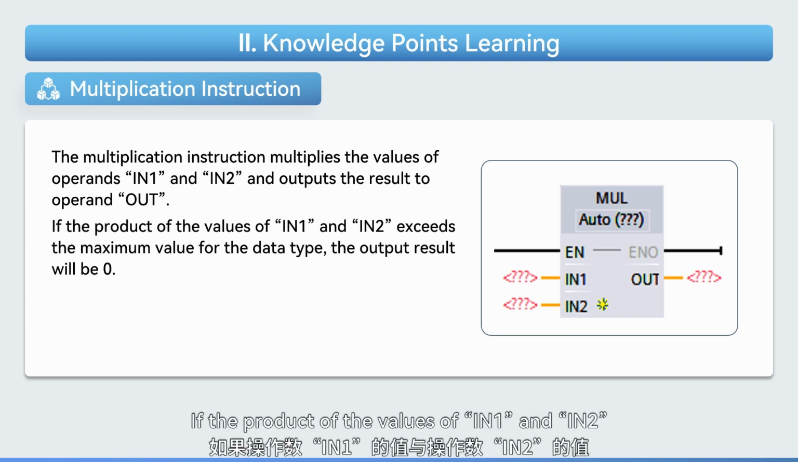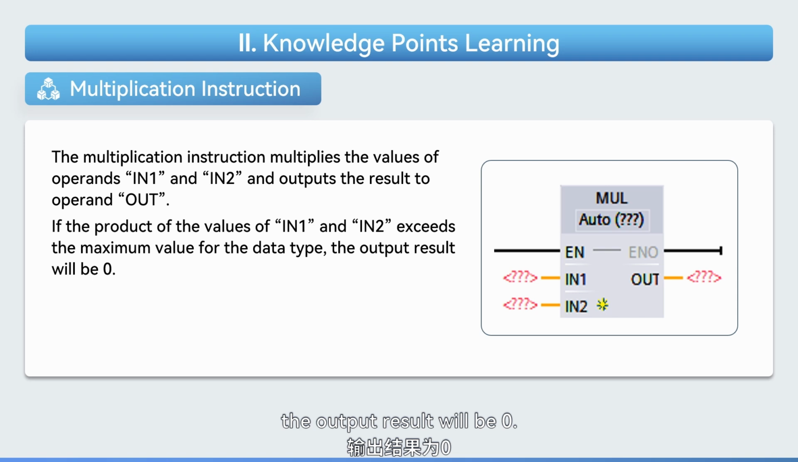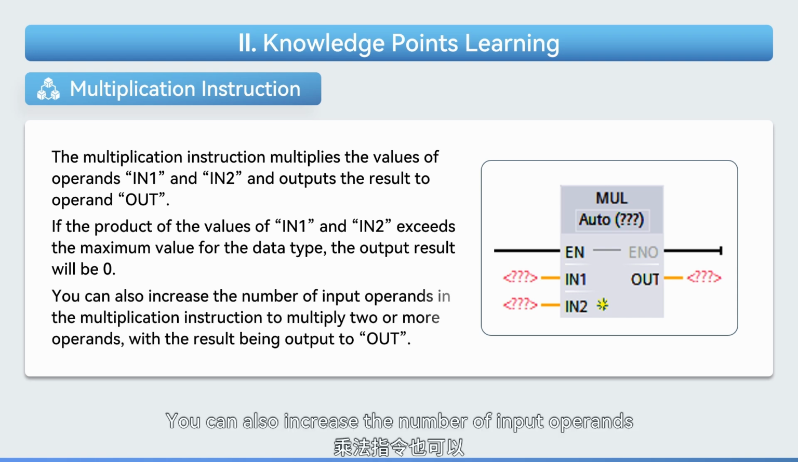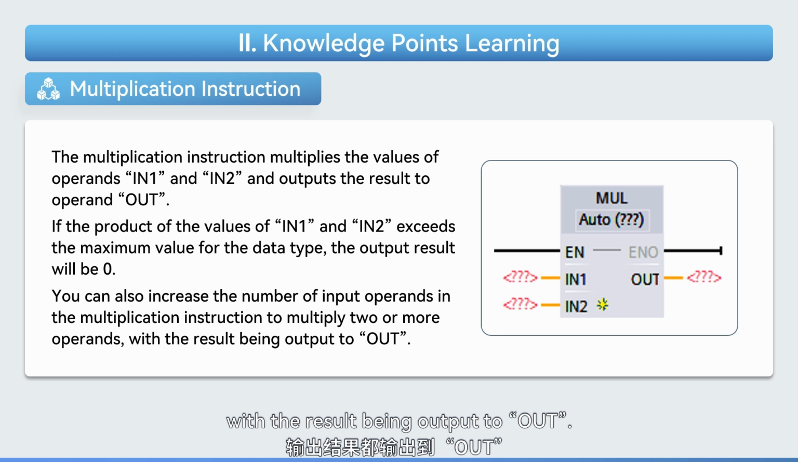If the product of the values of IN1 and IN2 exceeds the maximum value for the data type, the output result will be 0. You can also increase the number of input operands in the multiplication instruction to multiply 2 or more operands, with the result being output to OUT.